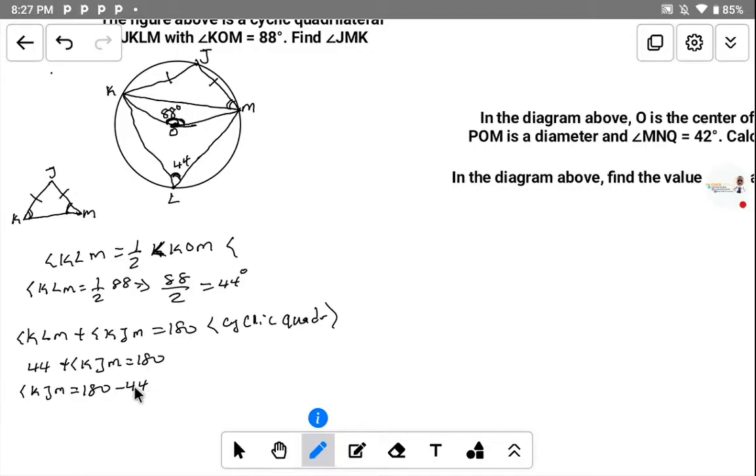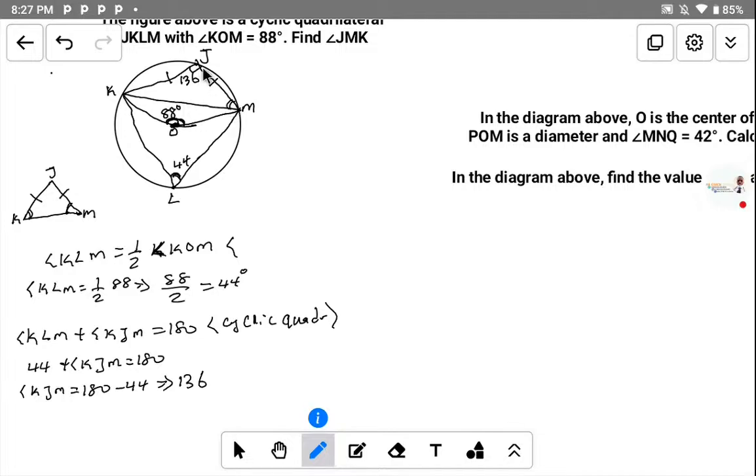The next thing you have to do is just simple mathematics. We just have to subtract 44 from 180, and that will give us 136. So that means our angle J here is equal to 136. Let me write it there, 136. That is angle J. Now, with the help of angle J, we can get our answer.